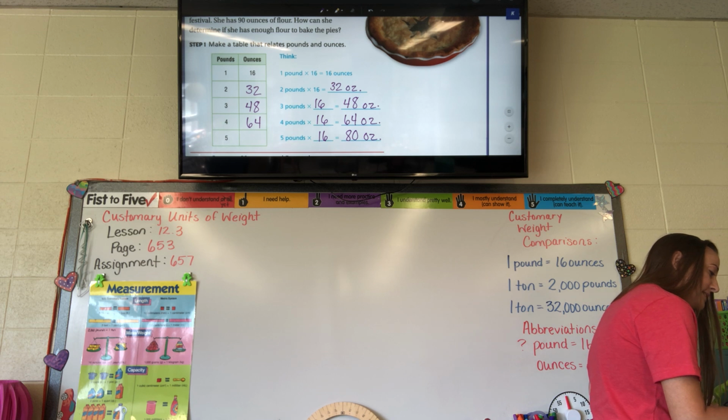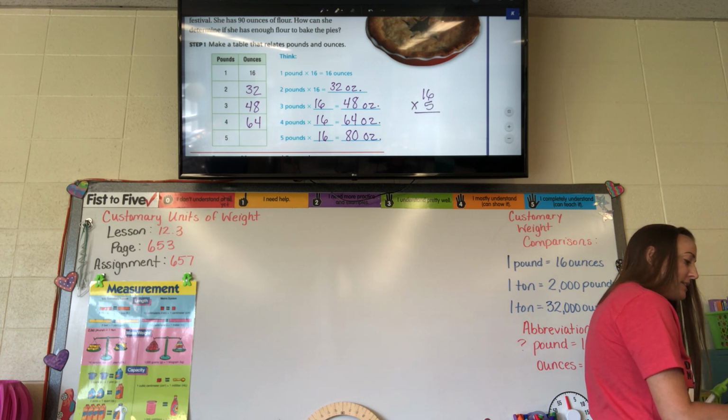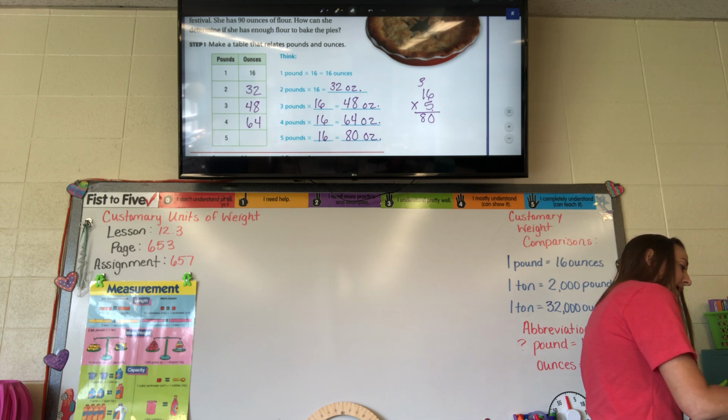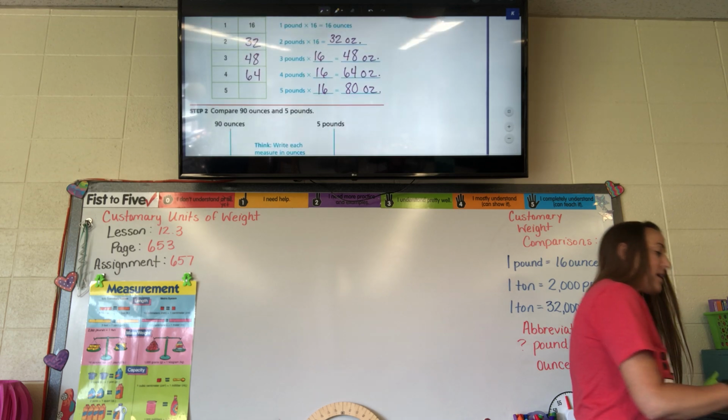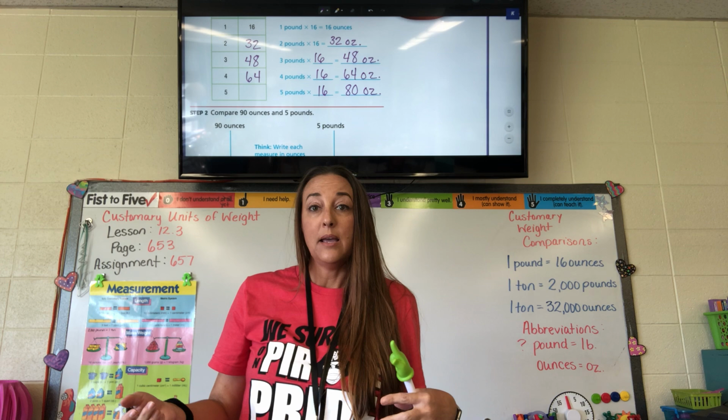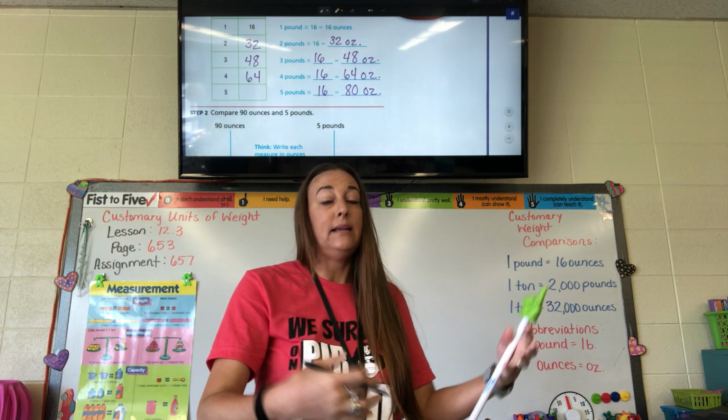Let's do 16 times 5 and make sure it's 80. 5 times 6 is 30. I put down the 0, carry my 3. 5 times 1 is 5, plus 3 is 8. So yes, 80 ounces. If she has 5 pounds of flour, she has 80 ounces. But she needs 90. Does she have enough?